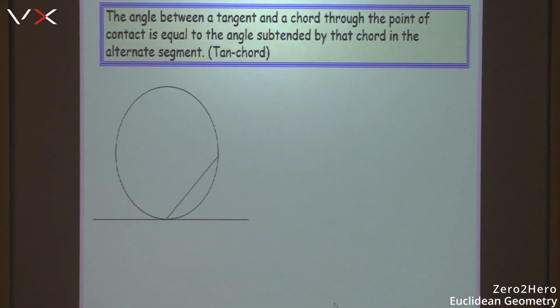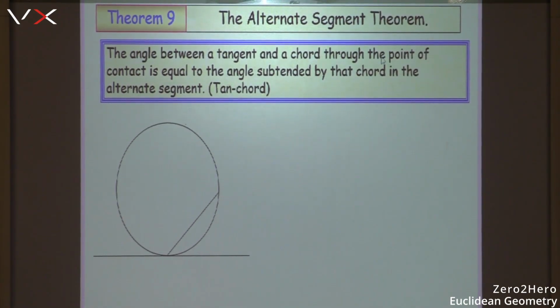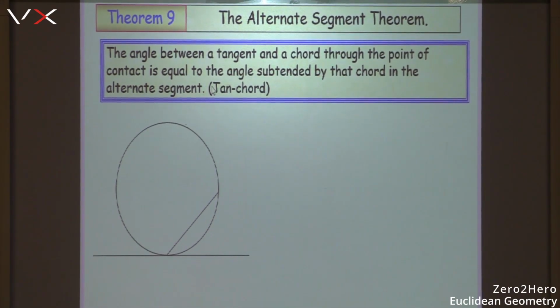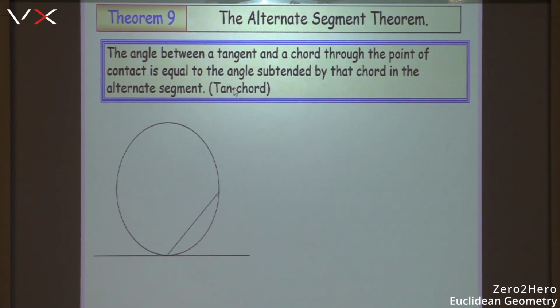Alternate segment theorem, which is the tan-chord theorem. The angle between a tangent and a chord through the point of contact is equal to the angle subtended by that chord in the alternate segment. We abbreviate all this by tan-chord theorem.